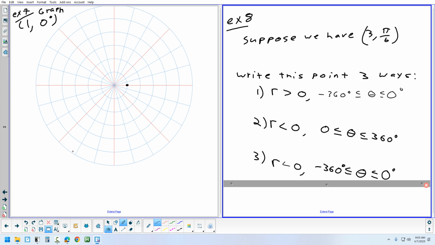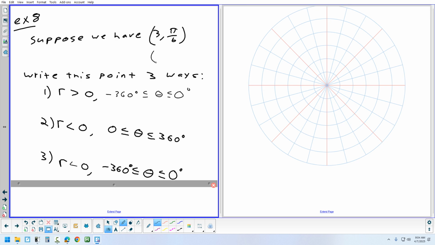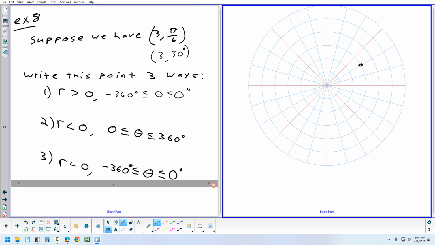The easiest way, I think, is to draw out the original and then use the graph and just trace where you have to go. So what's pi over 6? Pi is 180, so this is 180 divided by 6, which is 30. Yep. All right, so let's start with that. 3 to the right, and then 30 degrees counterclockwise. 1, 2, 3, 15, 30. Okay, so that's the original.